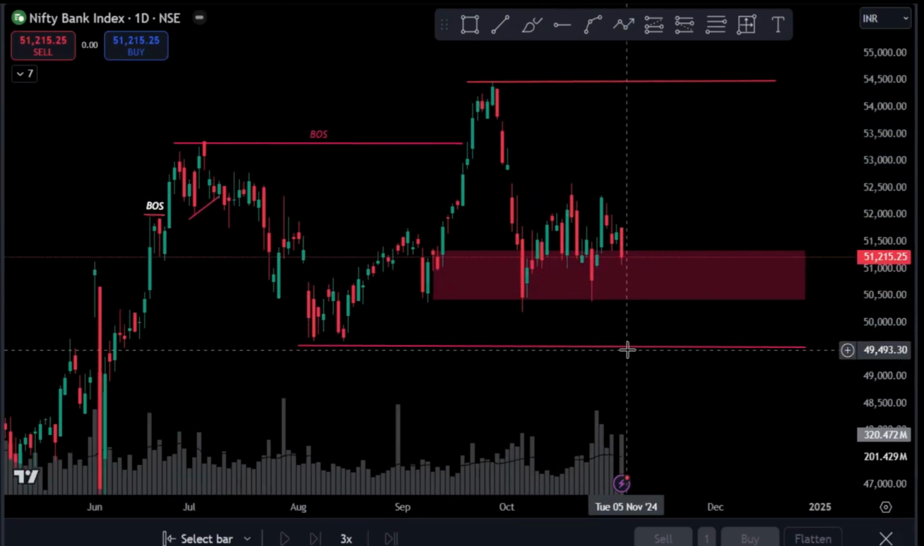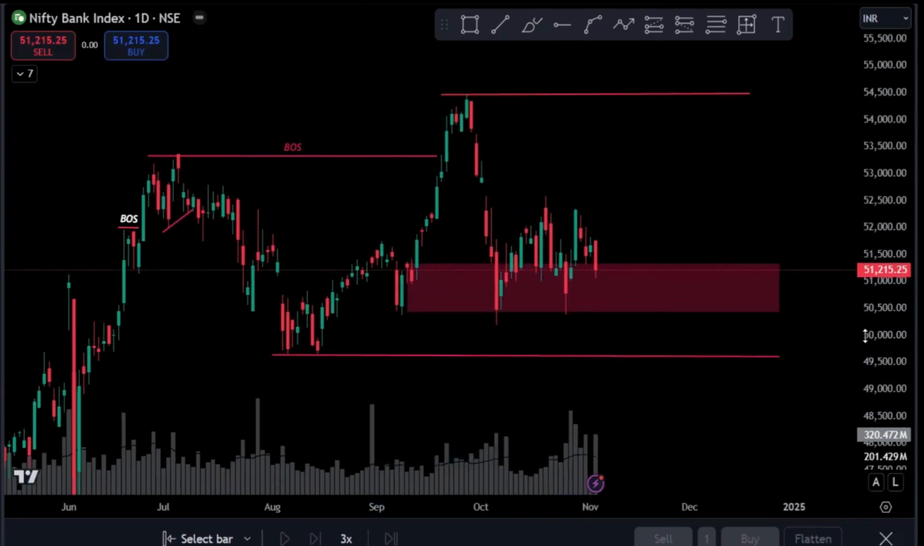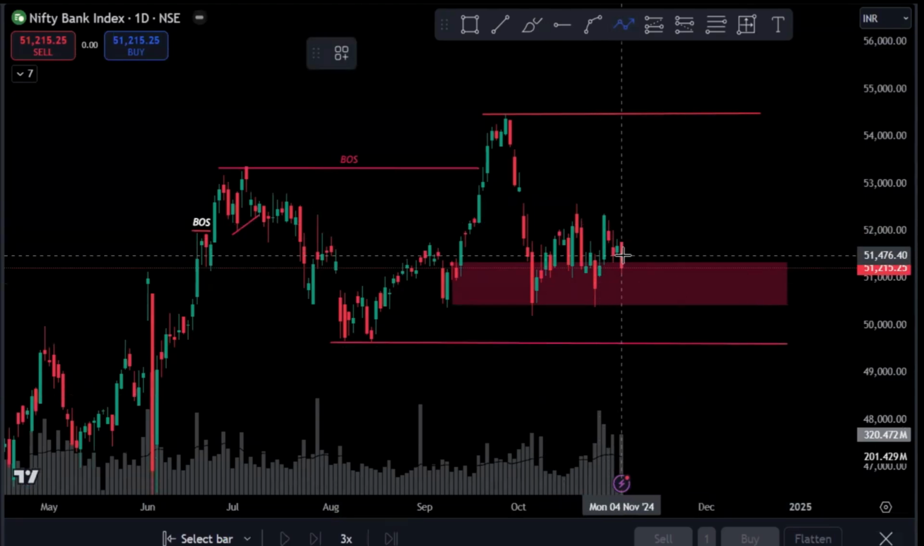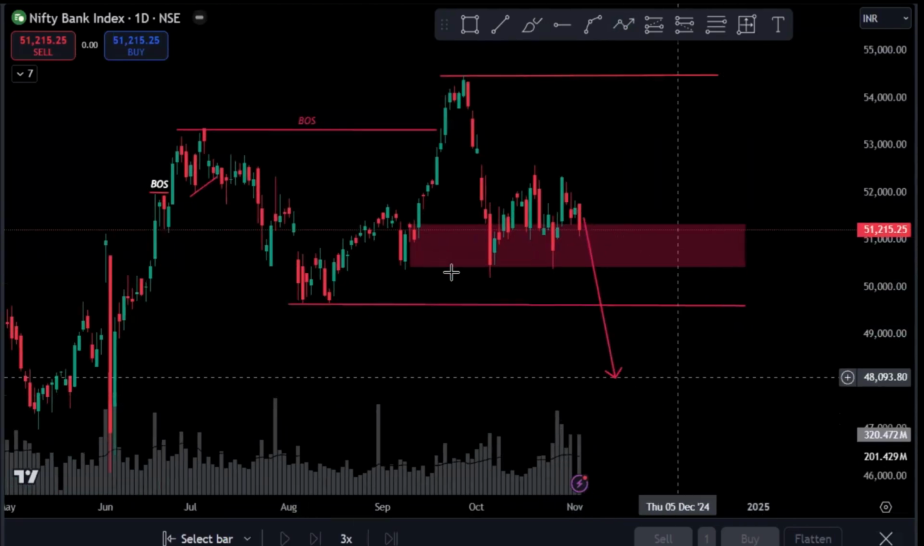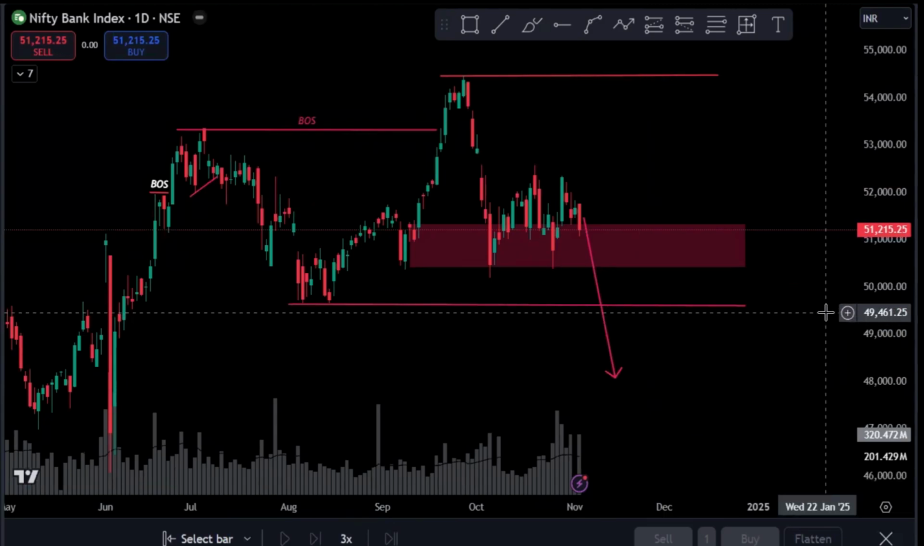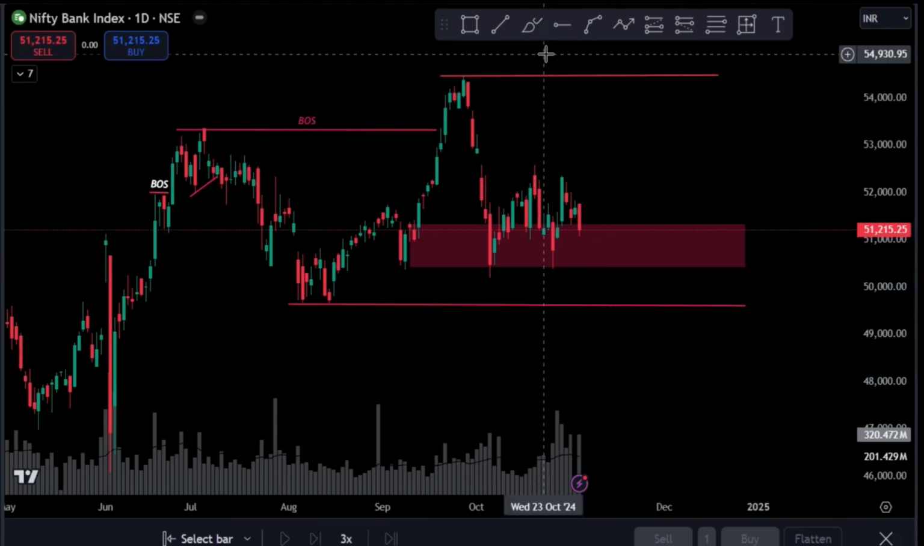Whenever price breaks this low, Bank Nifty will go into bearish mode. When this is broken, there will be a change in the structure. Yes, this will be a change of character if price takes out this particular low. First there will be a change of character, then again there will be a break of structure.